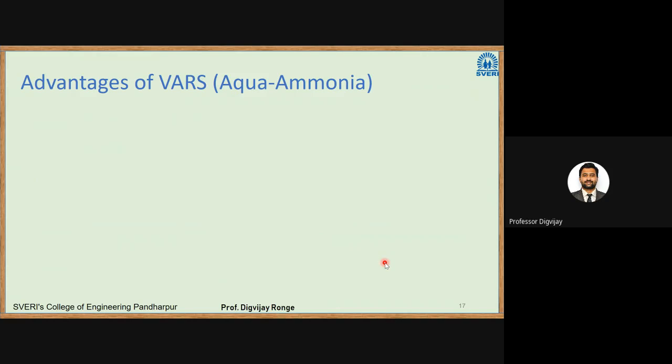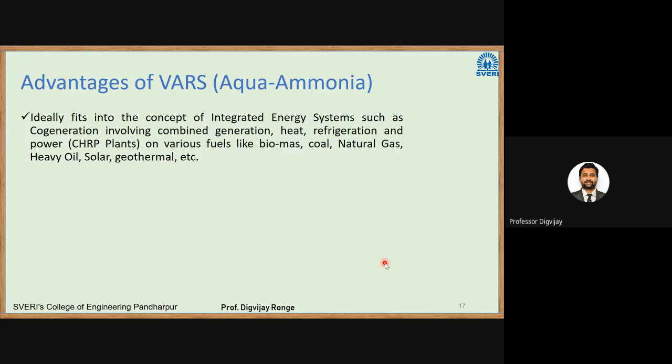Okay, so we also saw these advantages. I will repeat this today. So, advantages of vapor absorption refrigeration system. In this case, only aqua ammonia is considered. Aqua ammonia means water and ammonia. So it ideally fits into the concept of integrated energy systems such as cogeneration, involving combined generation of heat, refrigeration, and power on various fuels like biomass, coal, natural gas, heavy oil, solar, geothermal, etc.